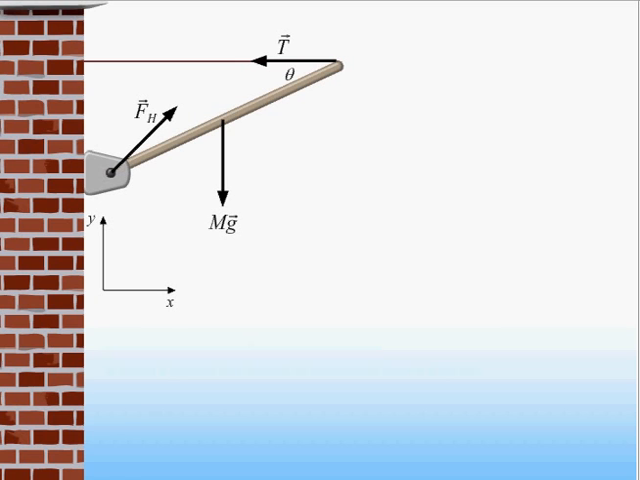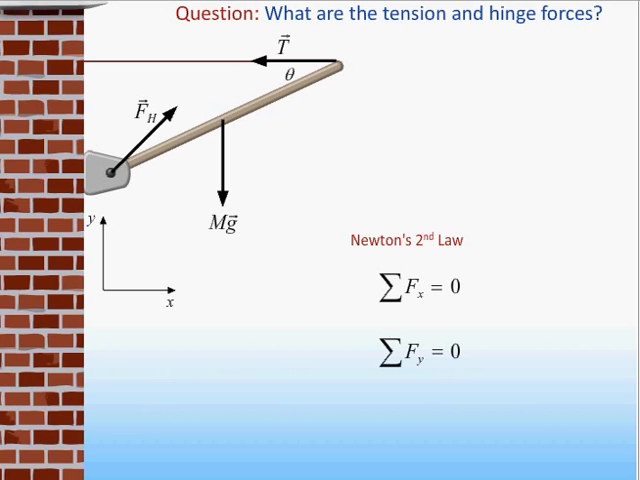We will now change the geometry of our beam and wire example and determine the force at the hinge as well as the tension in the wire. Once again, we start by writing down Newton's second law for both the x and y components. We can immediately solve the y equation for f sub y. The x equation, though, contains two unknowns: the tension and the x component of the force exerted by the hinge.